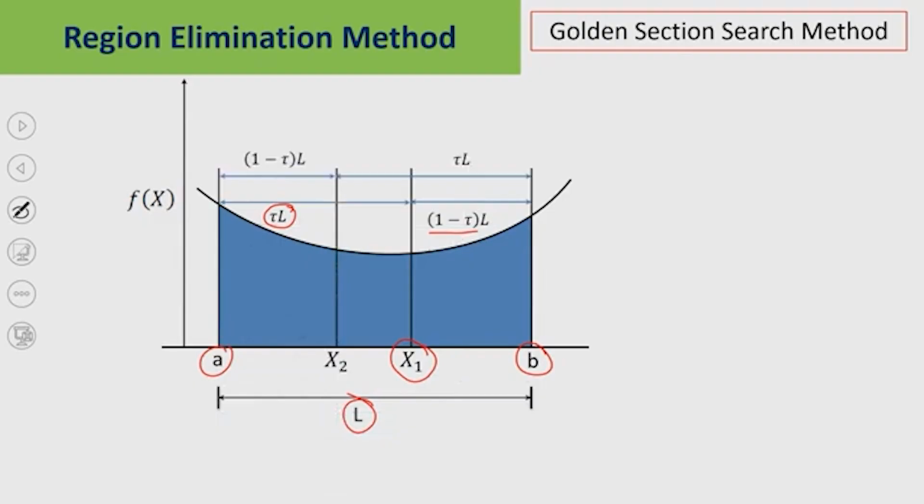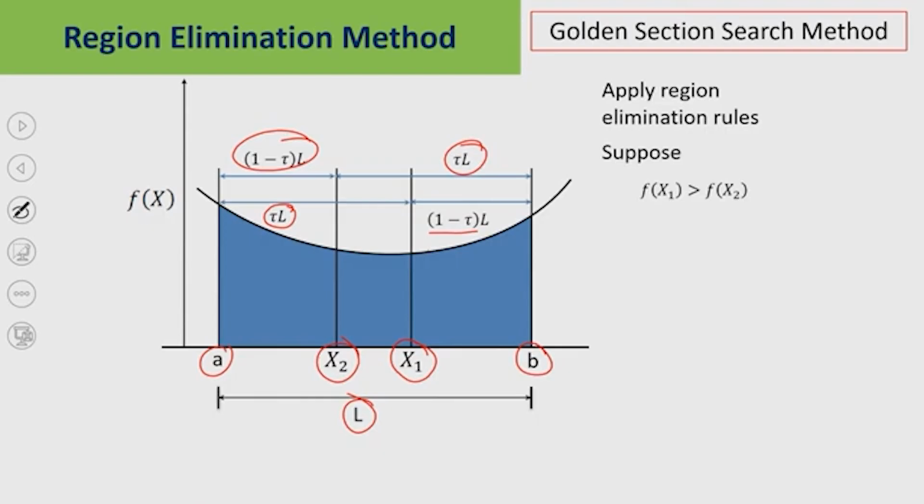Now, I take another point x 2 which is tau L from b and 1 minus tau L from a. That means the distance between x 2 and b is tau L, and the distance between a and x 2 is 1 minus tau L. Now, apply the region elimination rule. Suppose f of x 1 is greater than f of x 2.